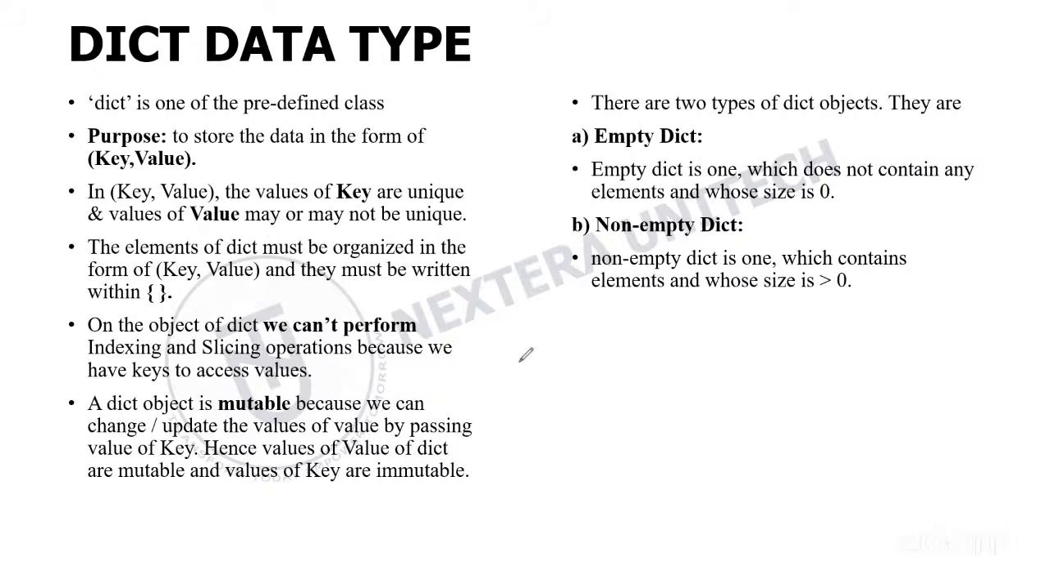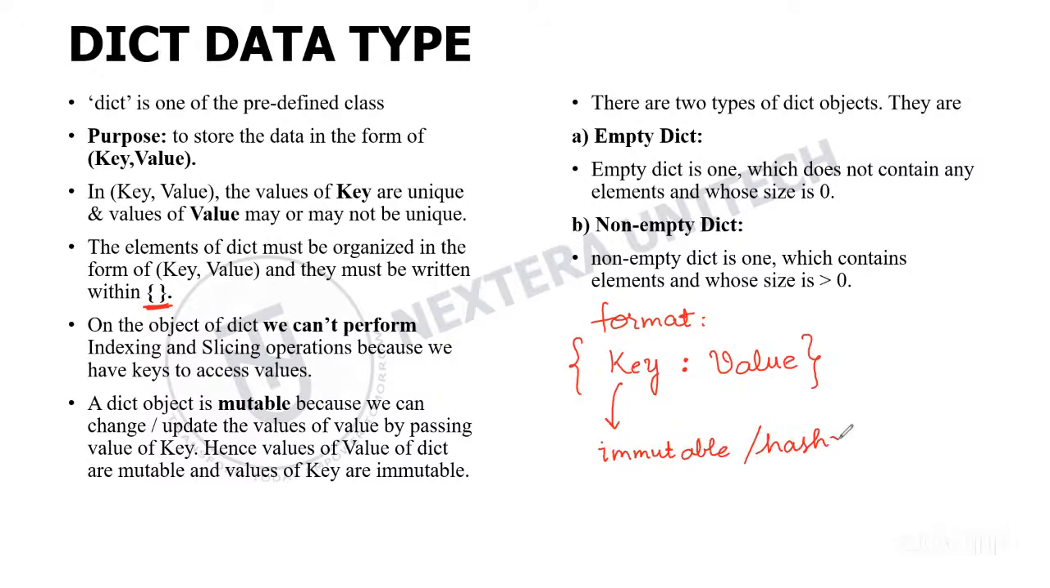So the important rules here: the dictionary is represented using curly braces, and inside the curly braces you write the key and the corresponding value for that key. In this format, you will be writing dictionaries. One more important thing is that the keys must be immutable data types, or you can say hashable data types.